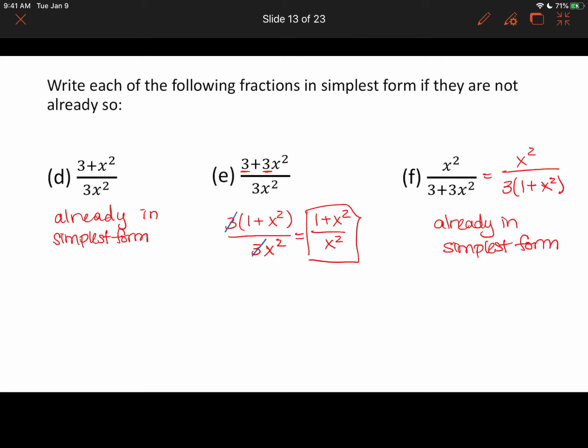Be careful here. I know that some of you are going to want to cancel these x squareds. Don't do it. Remember that you've got to have your numerator and your denominator factored before you start canceling.